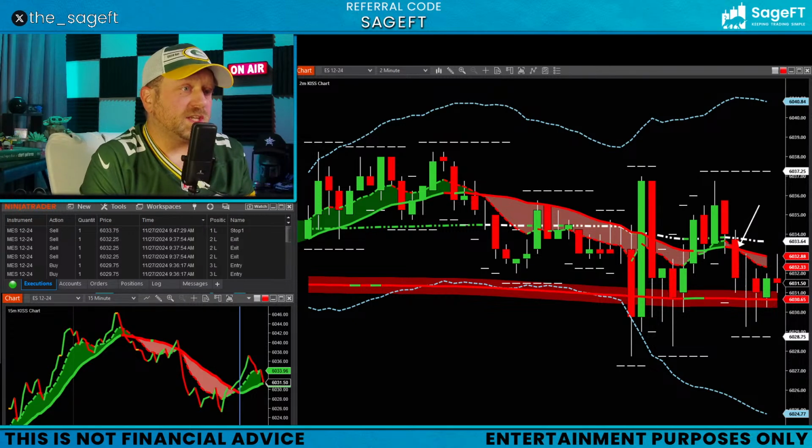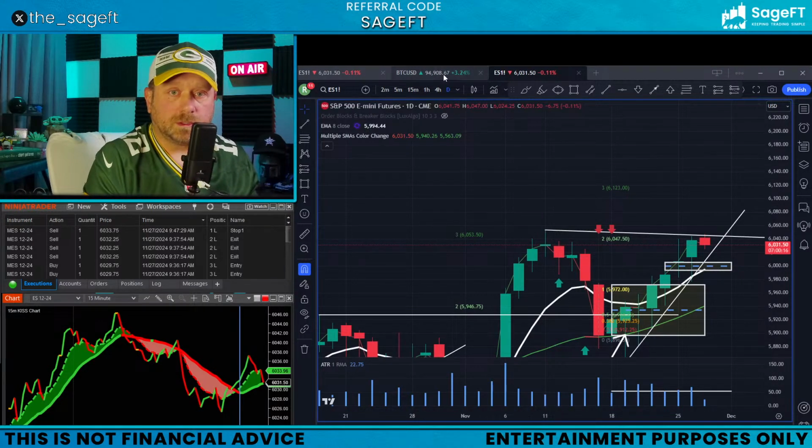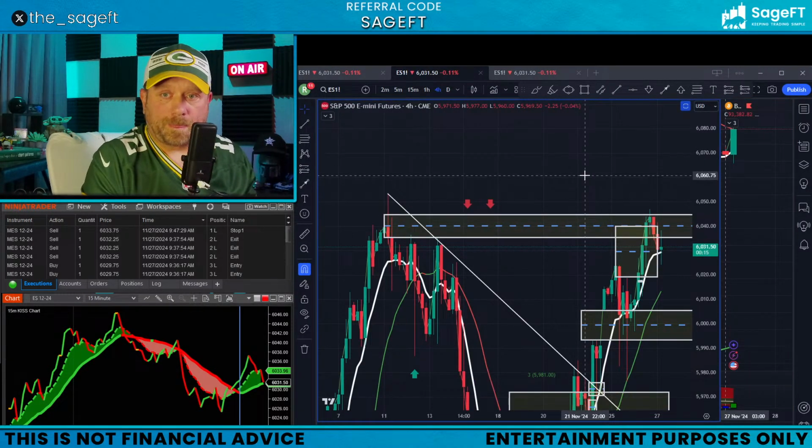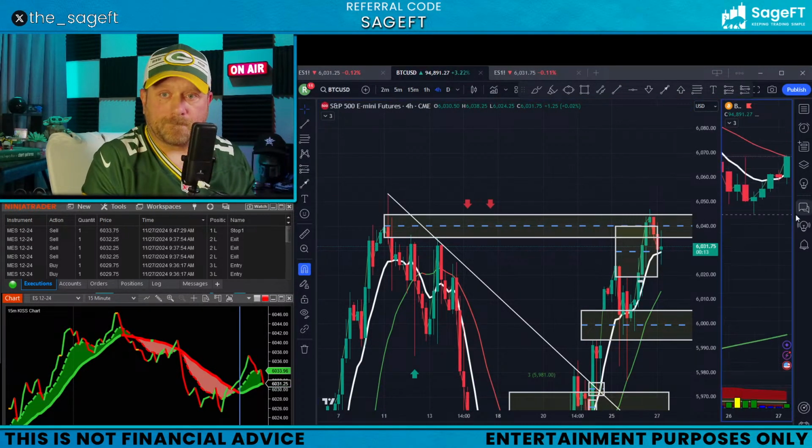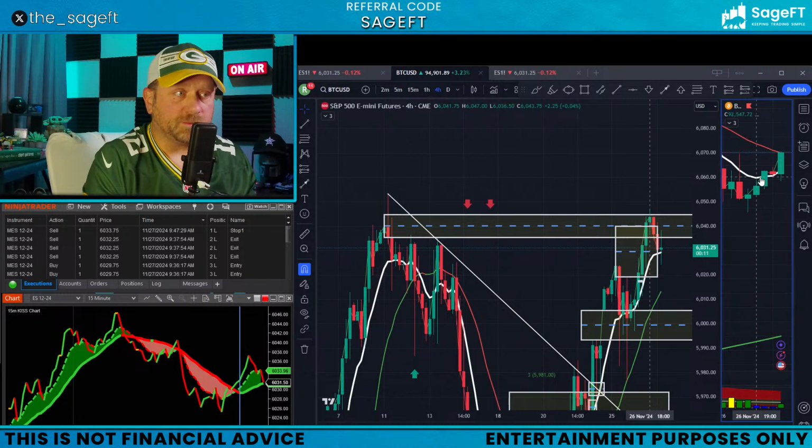Got about 25 seconds till the top of the hour. Let's see what happens when this 4-hour bar closes. Let's take a look at it here. You got a big move in Bitcoin. Big move in Bitcoin. Is that risk on into the weekend, into the long Thanksgiving weekend?